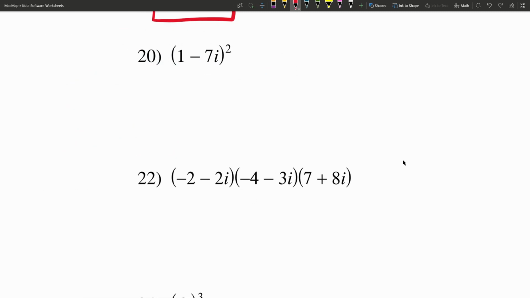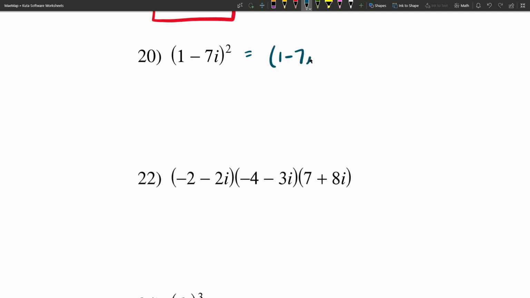For number 20, we have (1 minus 7i) squared. What are we going to do? Well, I can tell you what we're not going to do. We're not going to distribute this squared in. That is not how we deal with exponents when there is subtraction or addition within those parentheses. What we're going to do is write this out and FOIL it.